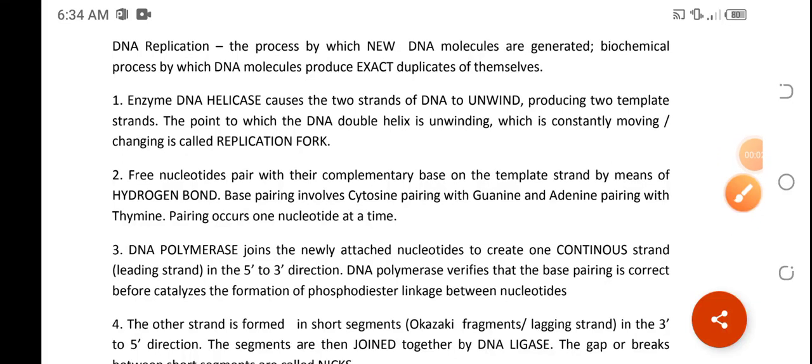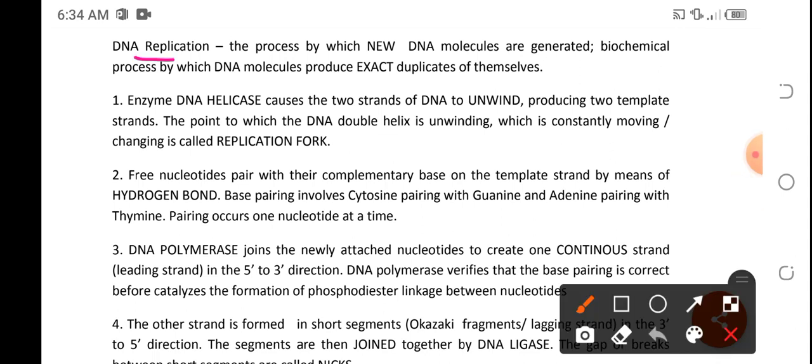Okay, DNA replication. This is the process by which new DNA is generated. Okay, so replication. This is a biochemical process by which a DNA produces exact duplicates of itself. In this process of replication, the parent DNA will be producing two daughter DNA. Okay, so mapuproduce siya ng dalawa.